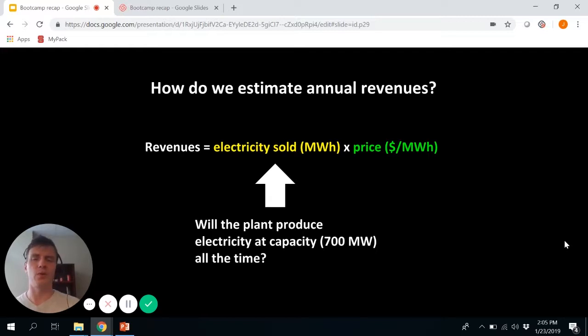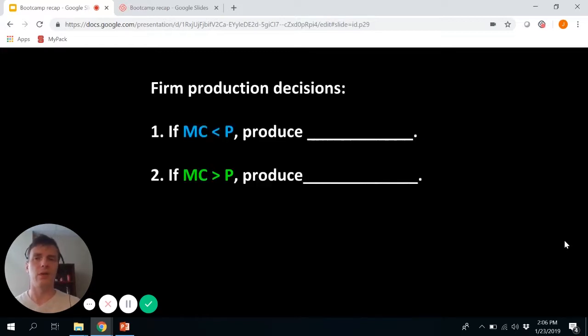The question posed here is, we know what the installed capacity or the size of the power plant is. That's 700 megawatts, which means that at any given point, it could be producing 700 megawatts of electricity. However, the question is, will the plant just operate like that? Will it turn on, ramp up to 100% capacity, and stay on at that level, producing at that level, for every hour of the entire year? And the answer is no, right?